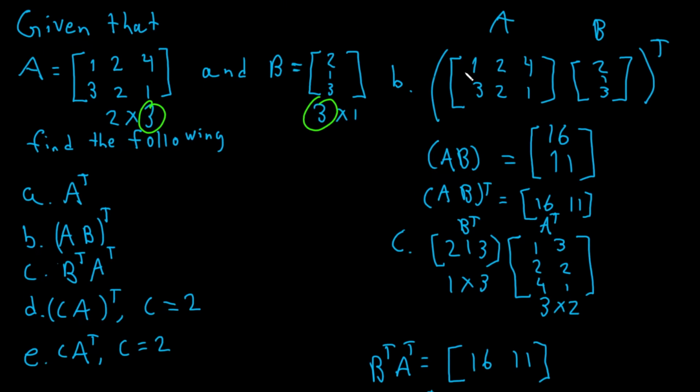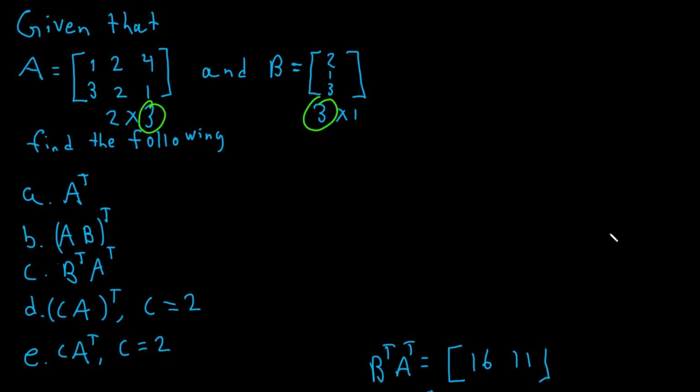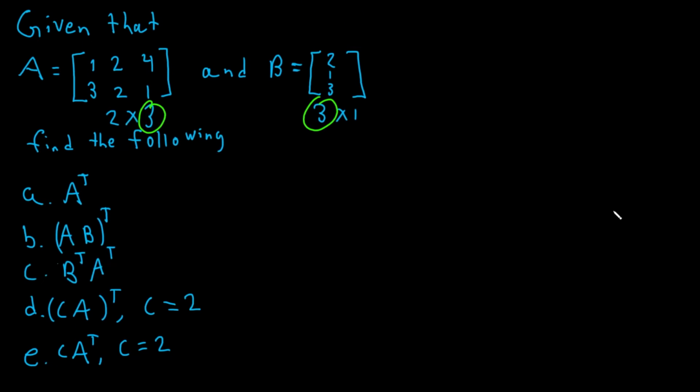So now let's go ahead and do the last two bits, part D and part E, where I have another property of the transpose that I want to show you. Let me just get rid of this so we'll have space to work with. Part D asks us to find C times A and then take its transpose, where C is 2. So let's do that.